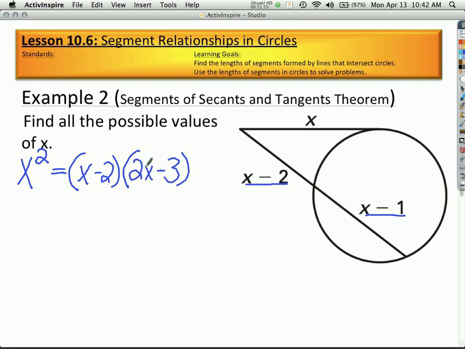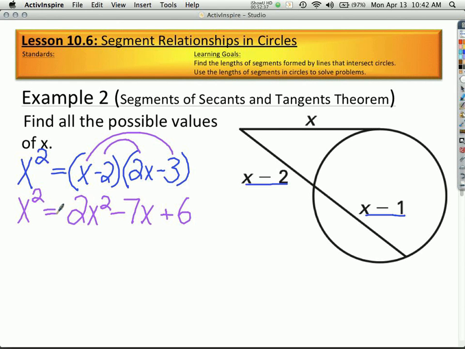So FOIL, the F's are the first terms. X times 2x, you get 2x squared. The outer terms is going to be x and then negative 3. The inner terms is going to be negative 2 times 2x, so that's a negative 4x. The whole point of FOIL is that if you do it right, the outer and the inner terms should add together. They should be like terms. So we end up with a negative 3x and a negative 4x. Add them together, we get negative 7x. And then the L in FOIL is the last terms. Negative 2 times negative 3 is a positive 6. But we have this x squared sitting over here as well.